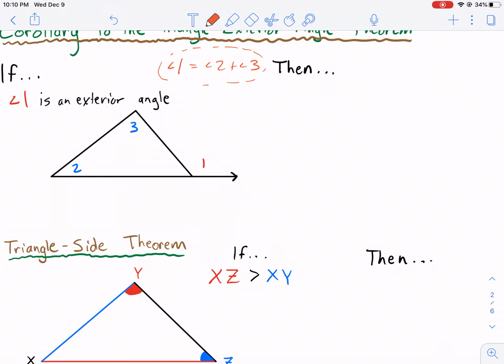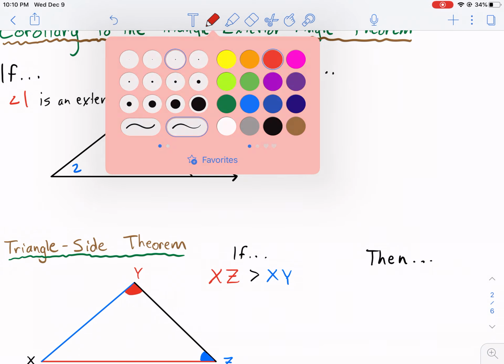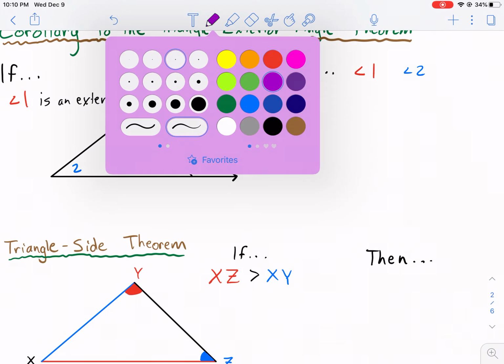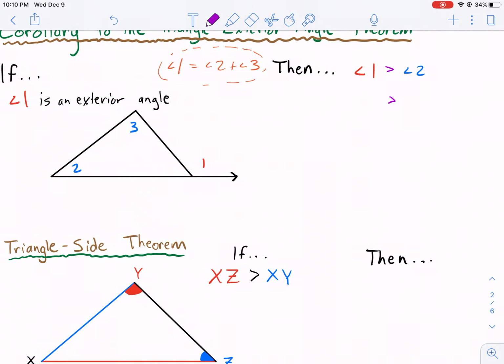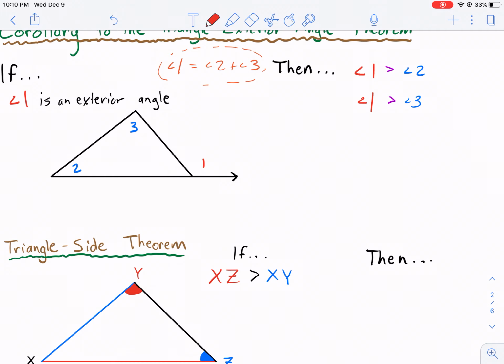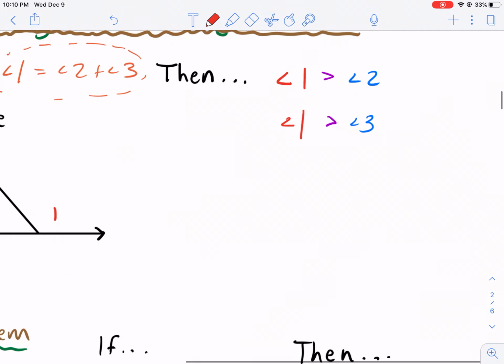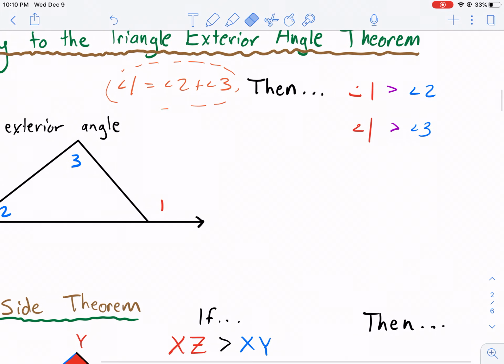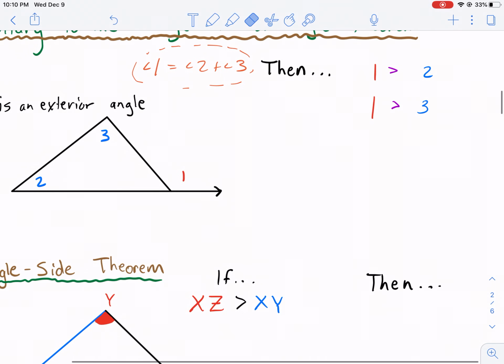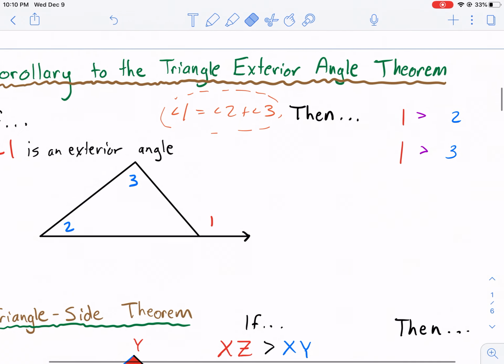Okay, so what do we know? We know that angle 1 is going to be greater than angle 2. Okay, and what else? Angle 1 is also going to be greater than angle 3. So angle 1 is bigger than angle 2, and angle 1 is bigger than angle 3. I'm just going to get rid of these angles. It's too messy. There we go. So 1 is greater than 2, and 1 is bigger than 3, because it's equal to the sum of them both, okay?